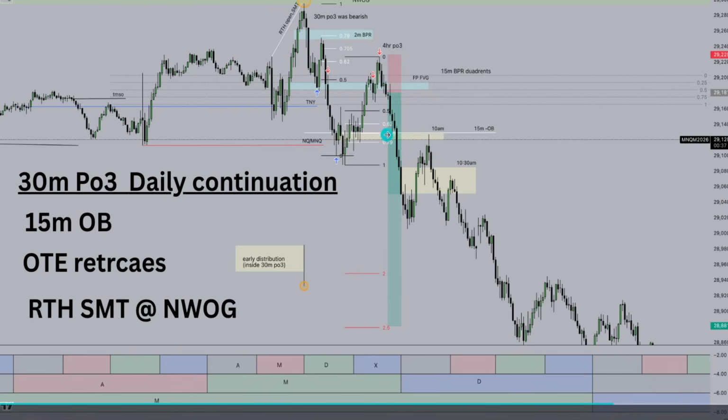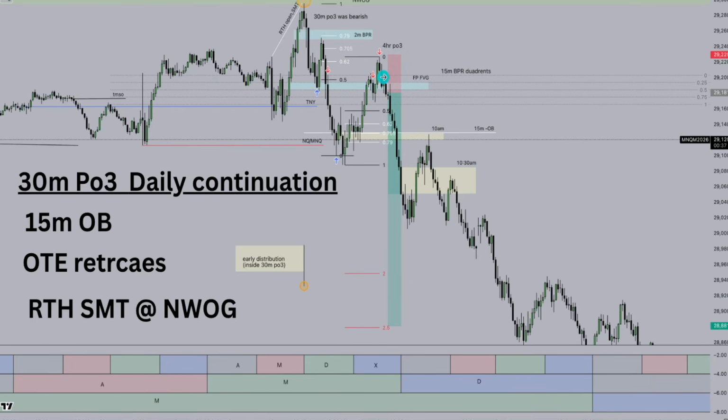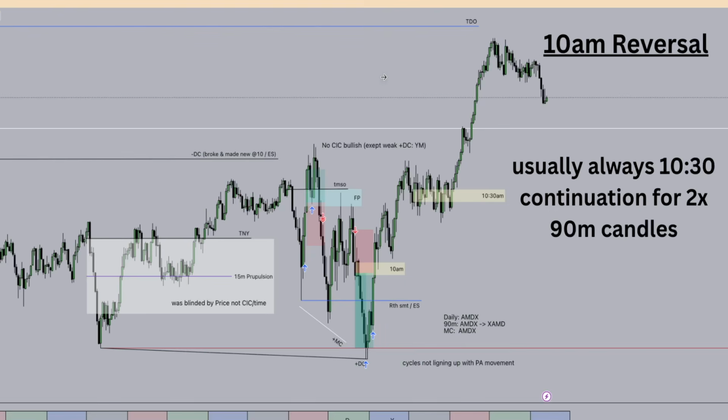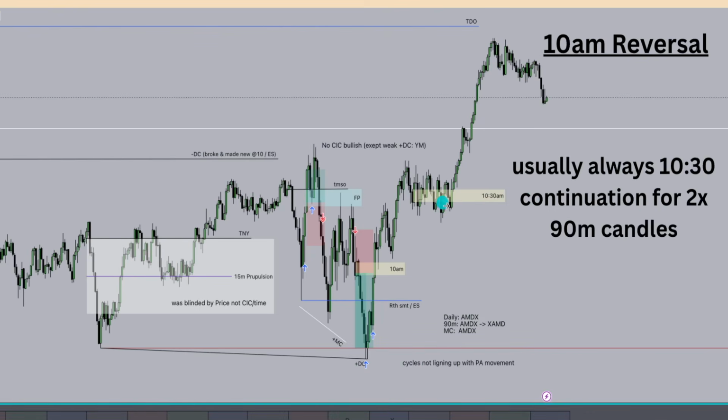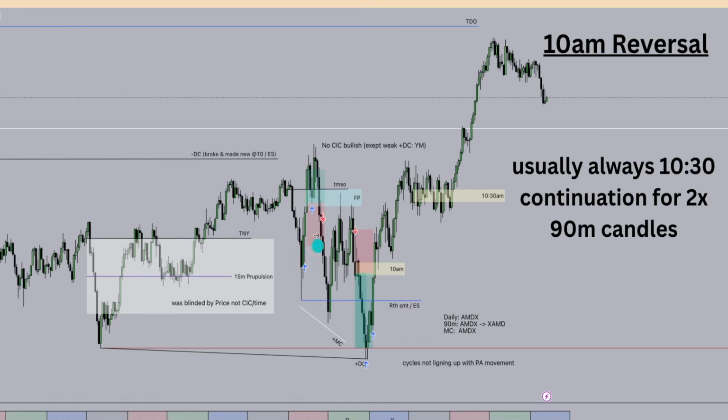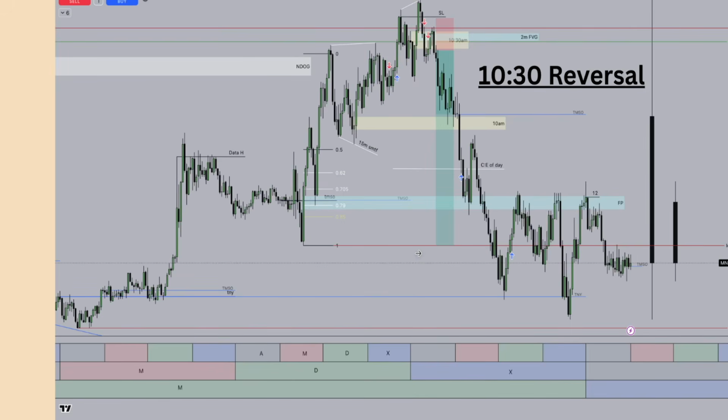If we're doing continuation or even reversal, we don't trade too much into the 10 a.m. range when we have our 10:30 opening, as we do our 30-minute range with our 10 a.m. opening, but it's still something to note. We're usually trading into a gap or a 15-minute or 5-minute, so that's always important.